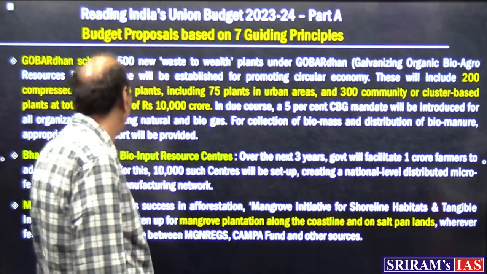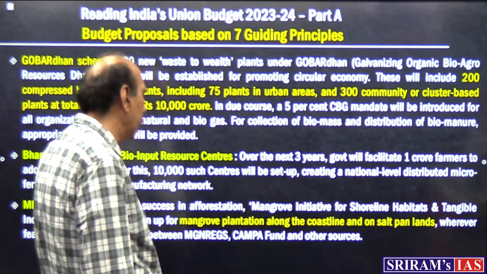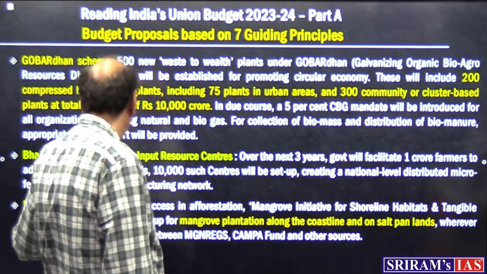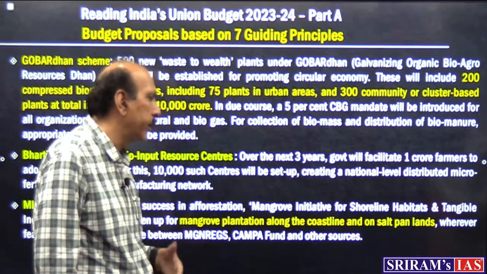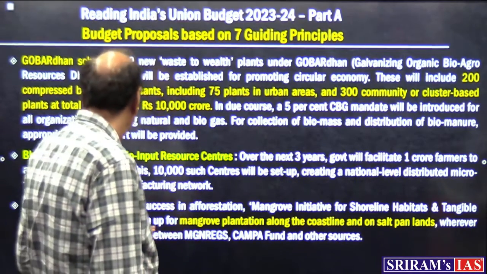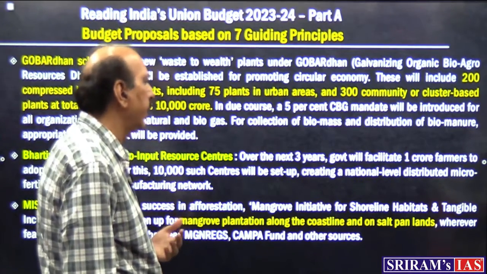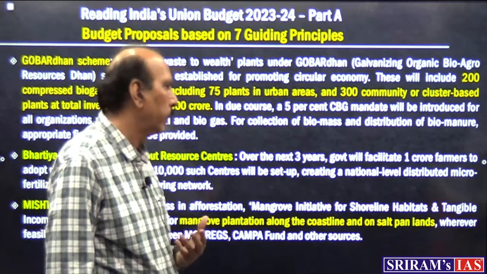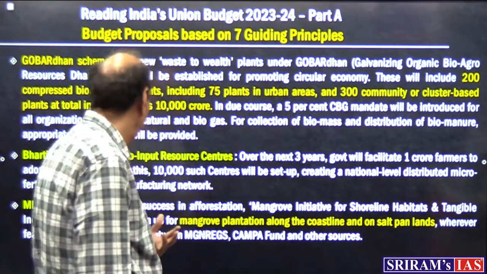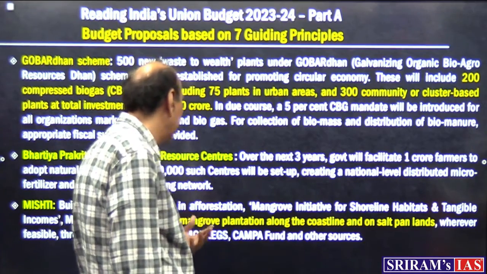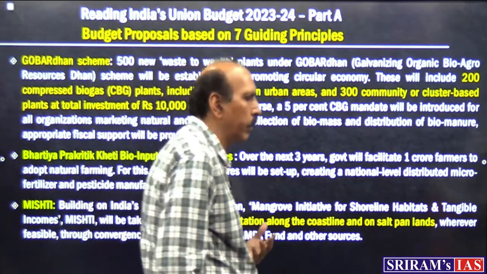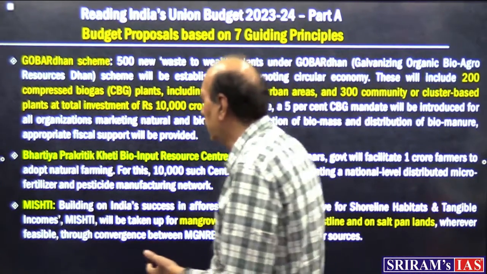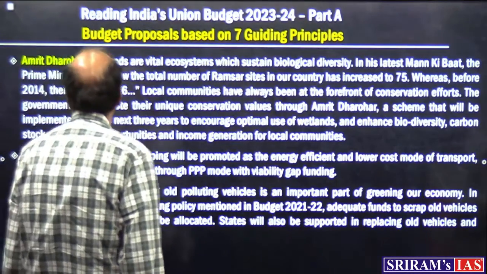This is called bioenergy. Similarly, the government is also trying to initiate a new program that is called Mishti program, under which the mangrove initiative for shoreline habitats and tangible incomes. It means in the coastal areas of salt plant lands, if they cannot be used for any other purpose, the mangrove cultivation to be promoted wherever possible through the convergence between the Manrega and Campa funds and other sources, which will help in protecting our environment. These are the certain programs which are highlighted by the government under this.